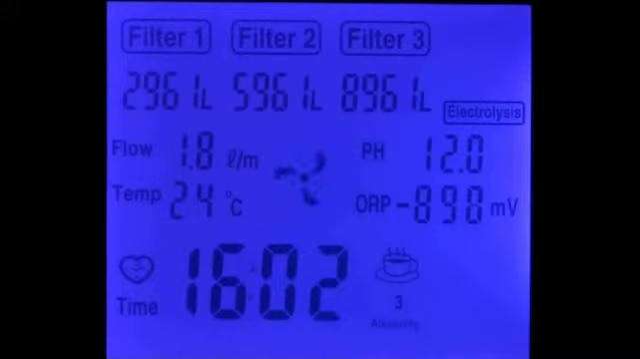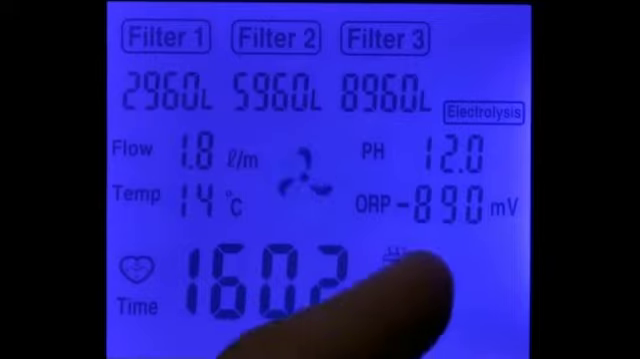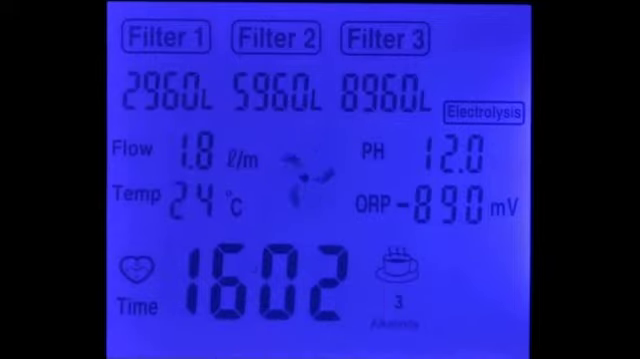As you can see here, I am obviously in alkaline number 3 mode because I have a 12.0 pH with a negative 890 ORP. You also see that my flow rate is 1.8 liters per minute and my temperature is 24 degrees.